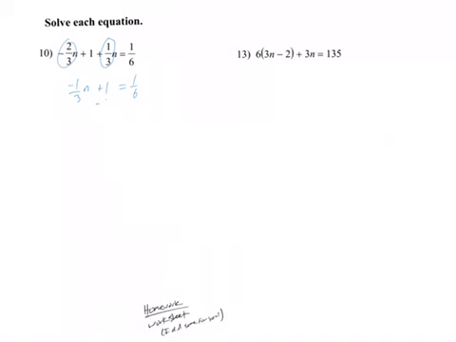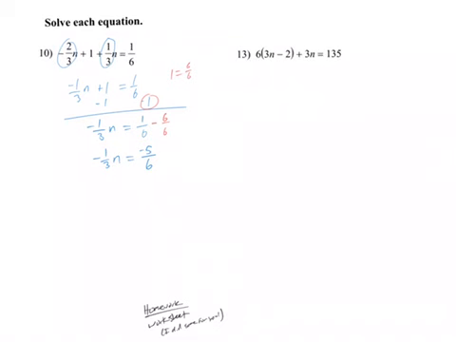So I'm going to subtract 1 from both sides. So negative 1/3 n is equal to 1/6 minus 1. And just a reminder here, 1 is equal to 6 over 6. So subtracting 6 over 6, that's that minus 1 right there. So I'm going to have negative 1/3 n is equal to 1 minus 6, which is negative 5 over 6.